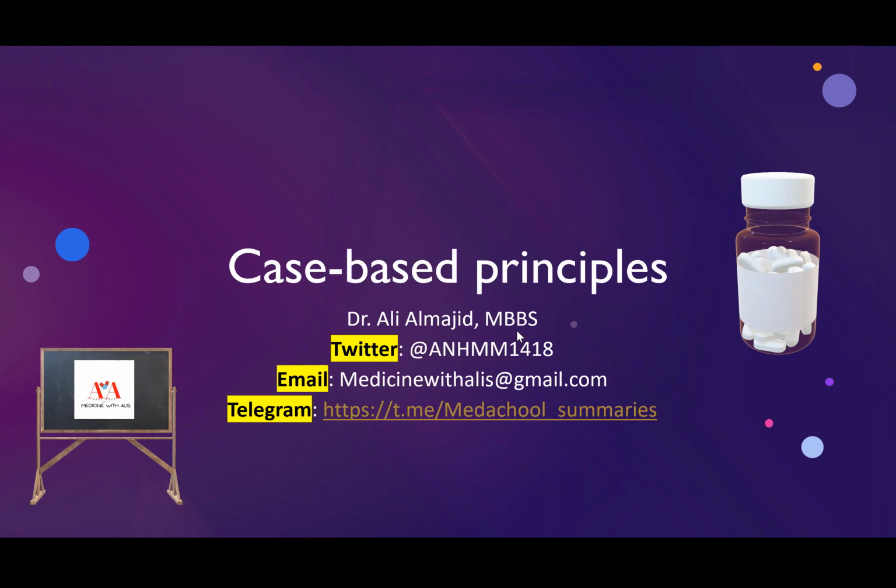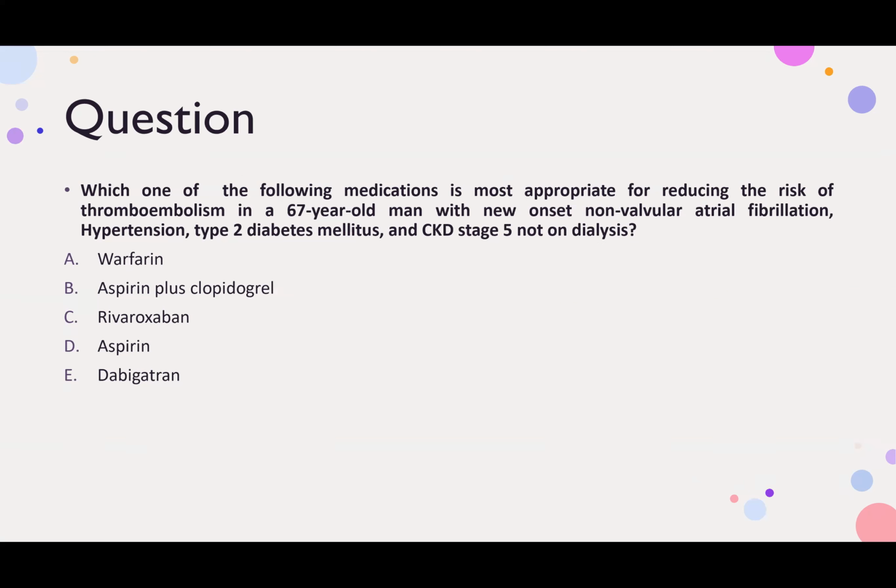Let's start with our question. Which of the following medications is most appropriate for reducing the risk of thromboembolism in a 67-year-old man with a new onset, non-valvular atrial fibrillation, hypertension, type 2 DM and CKD stage 5, not on dialysis? Okay, now we have two questions. Question number one, does the patient need anticoagulation or not? Question number two, which anticoagulation are you going to use? Well, you can pause the video and try to answer the question.